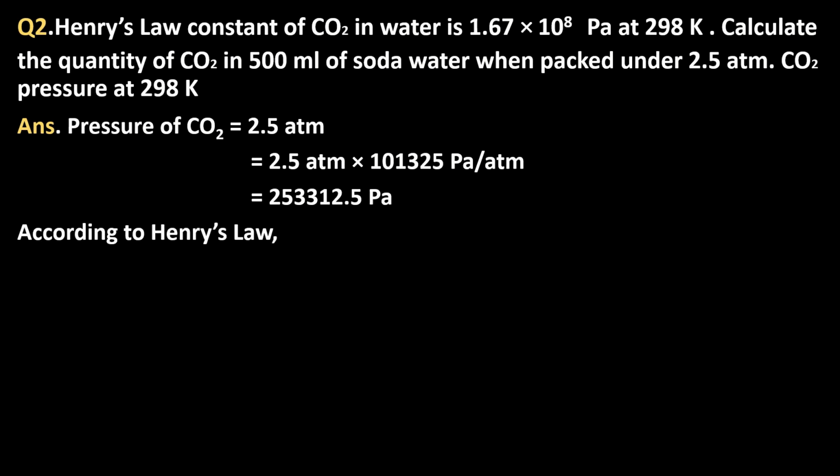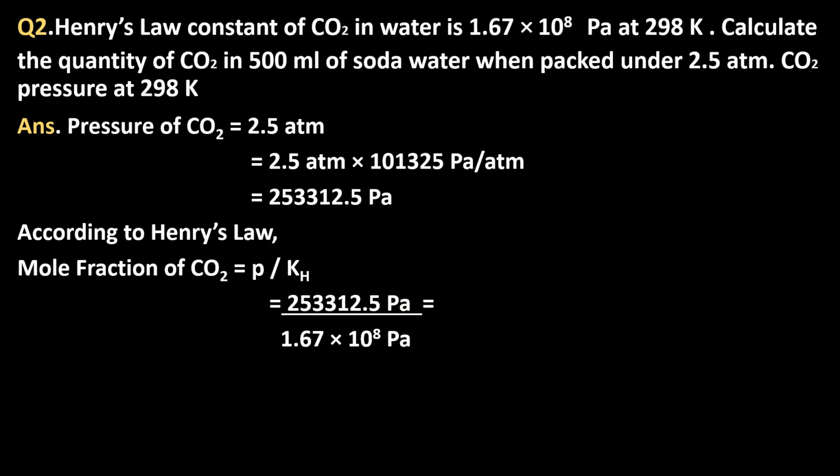So, you have made the unit same. According to Henry's law, we all know the mole fraction of carbon dioxide is equal to the partial pressure divided by Henry's law constant. Substituting the values, pressure of carbon dioxide, earlier we got it as 253312.5 Pascal divided by the Henry's law constant given in the question, 1.67 into 10 raised to 8. You get it as 1.52 into 10 raised to minus 3. Please do the calculations in your notebook and check whether the answer is correct or not.